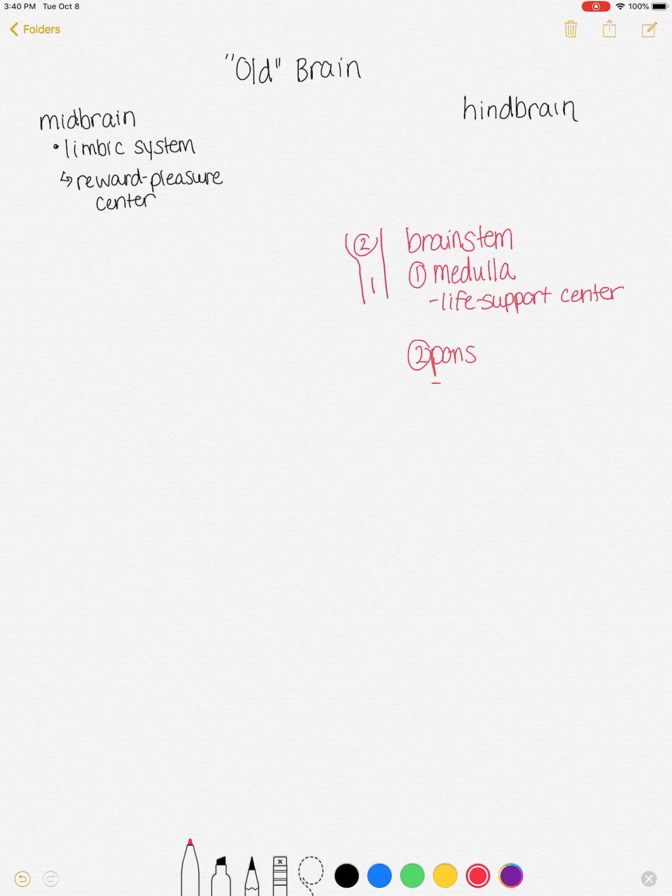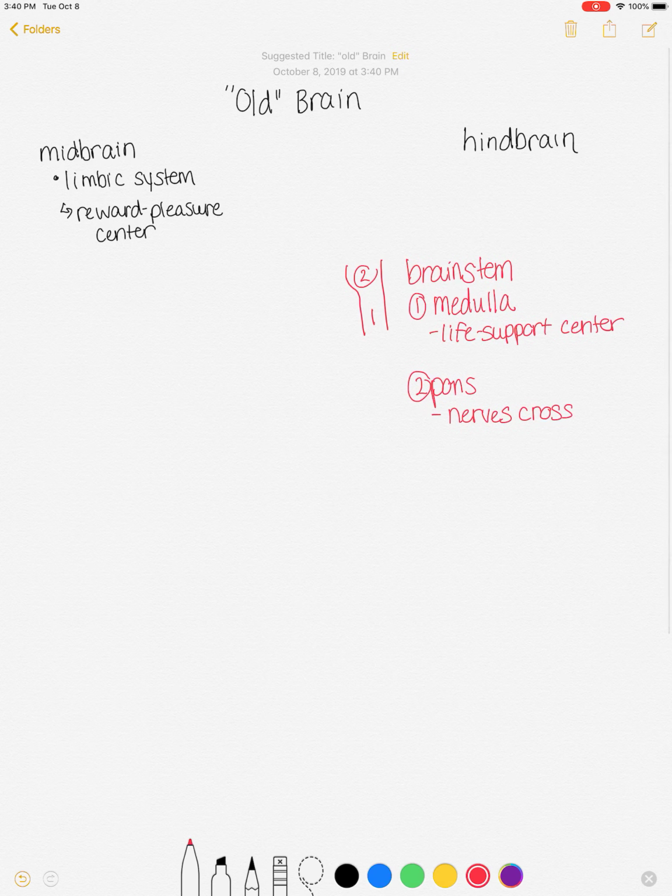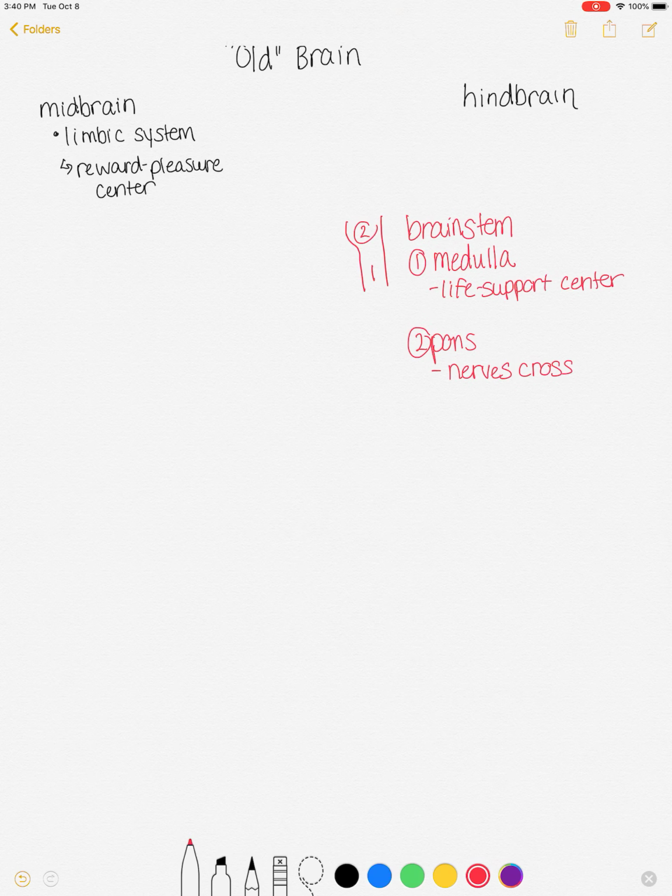The pons, there's two components we want to know, two functions. Okay, the first, this is where the nerves cross. So what that means, the nerves from the left hemisphere go to the right side of the body, and the nerves from the right hemisphere go to the left side of the body. So our right hemisphere controls our left side, and our left hemisphere controls our right side. The other function is it does have to do with producing chemicals for sleep. So what we are going to look at next week when we're talking about sleep, we'll look more at the pons then.